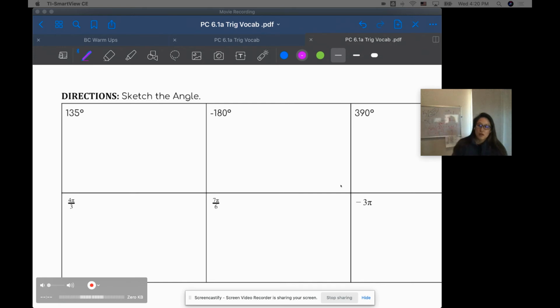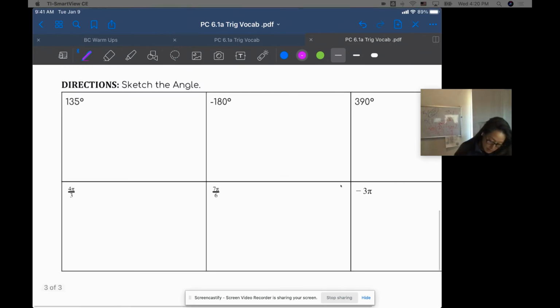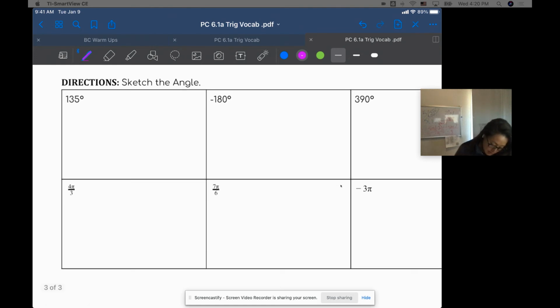Okay, we're going to sketch the angle 135 degrees. So 135 degrees is, well, if I set up a coordinate plane and put my initial side on the positive x-axis, the angle is positive, so the terminal side is going to open counterclockwise. And every quarter of the coordinate plane, we add another 90 degrees. So the positive y-axis is 90 degrees. The negative x-axis would be 180 degrees. The negative y-axis would be 270. And then one rotation would be 360 degrees.